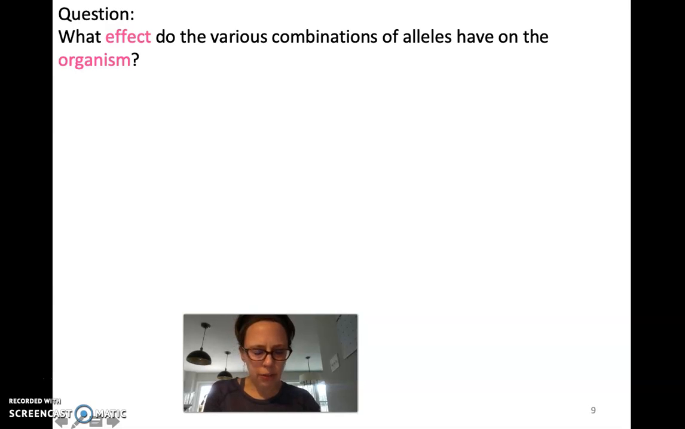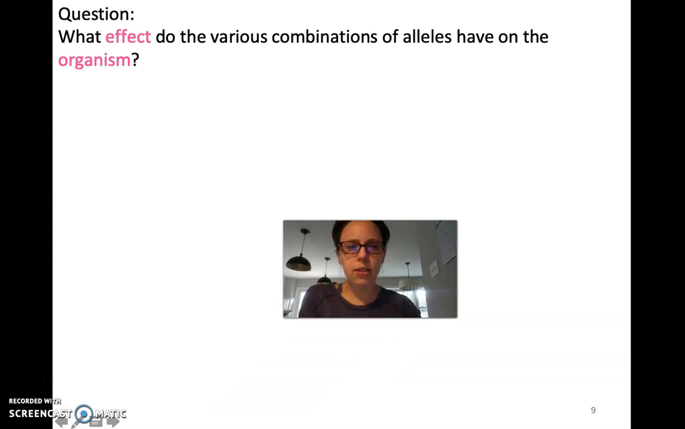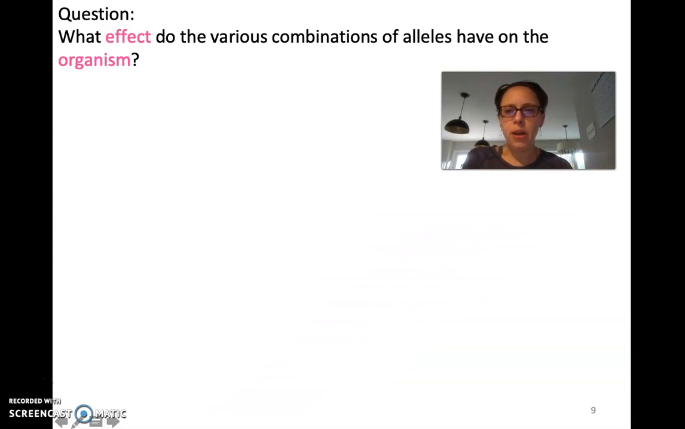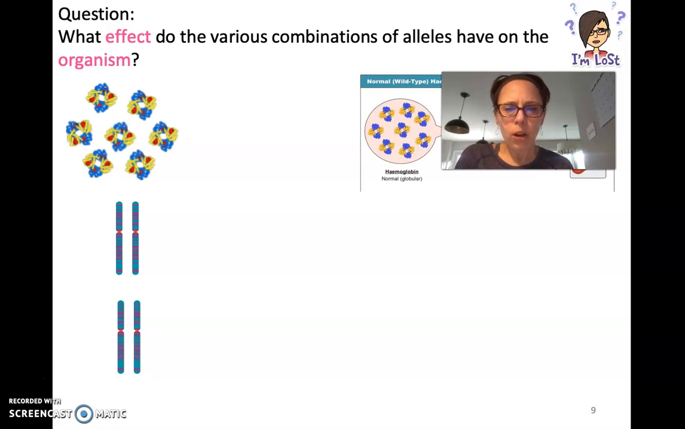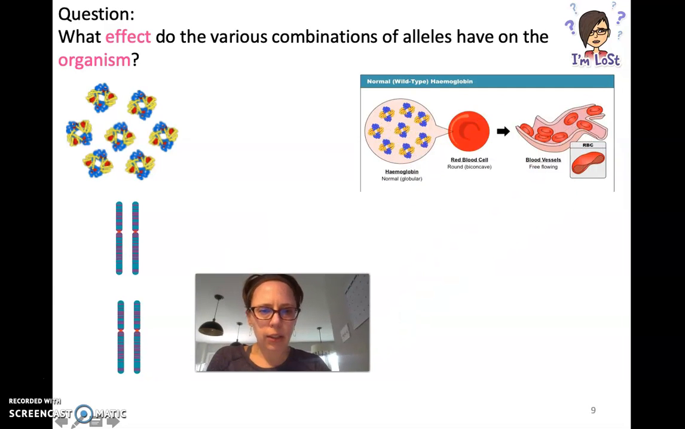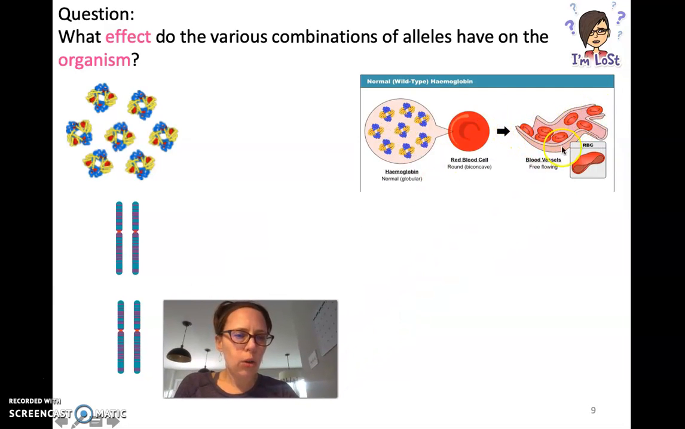Okay, so we left off on slide 9. What effect do the various combinations of alleles have on the organism? And we talked about normal hemoglobin. You could have big A alleles, or you could have big A alleles. Either one of those combinations gives you normal hemoglobin. And if you have normal hemoglobin, your red blood cells are normal and they flow through your veins and capillaries, no problemo.